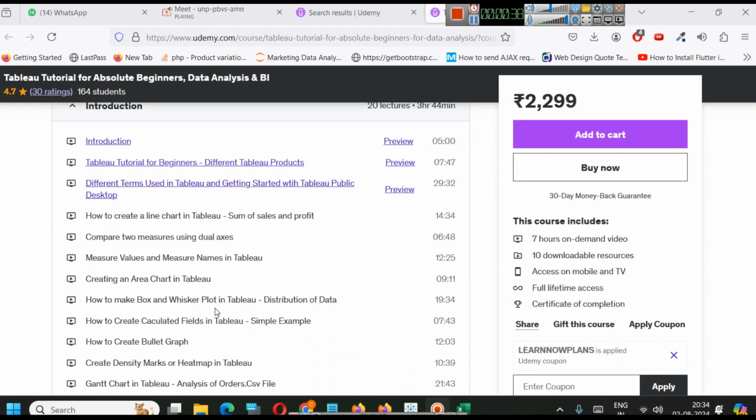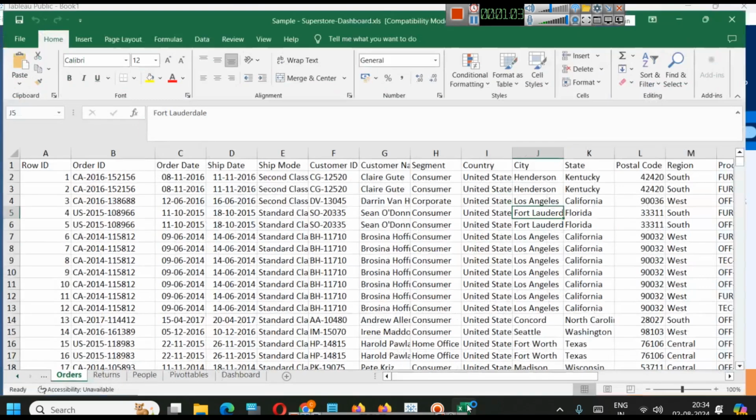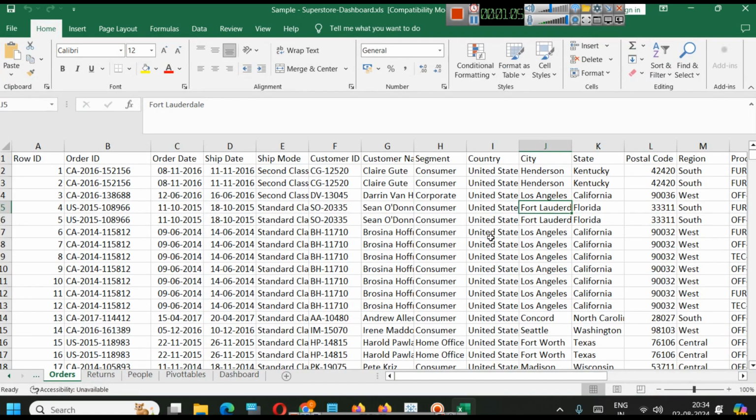So today our topic will be how to create a line chart in Tableau. And we will also discuss when to create a bar chart and when to create a line chart, as this is your question also, right? The data set that we are going to use is again the same sample superstore data set.